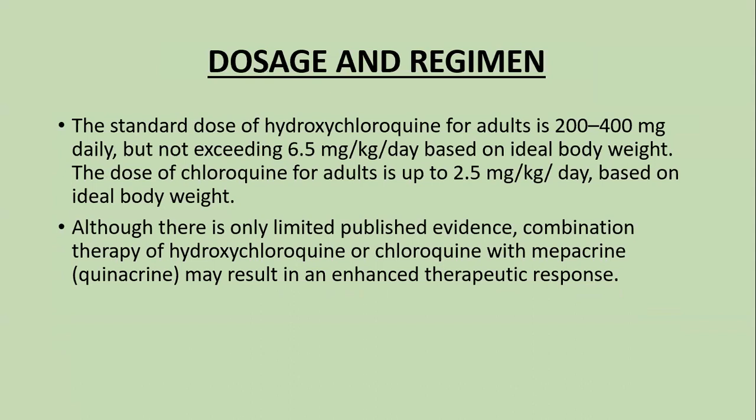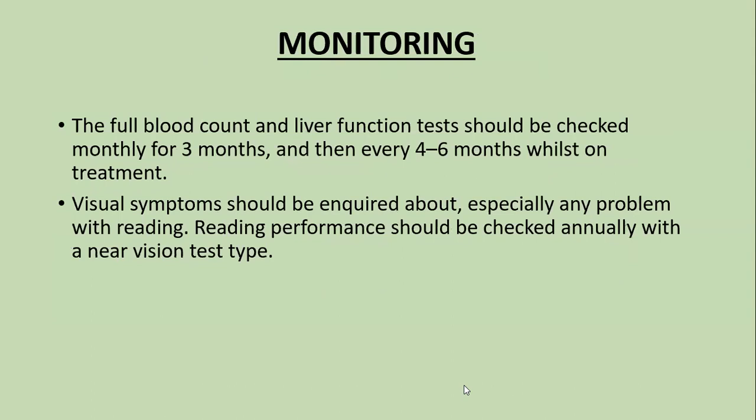Dosage and regimen. Standard dose of hydroxychloroquine for adults is 200 to 400 milligrams daily, but not exceeding 6.5 milligrams per kg per day. The dose of chloroquine for adults is 2.5 milligrams per kg per day based on the ideal body weight. Although there is only limited published evidence, combination therapy of hydroxychloroquine or chloroquine with naproxen may result in enhanced therapeutic response. Monitoring.